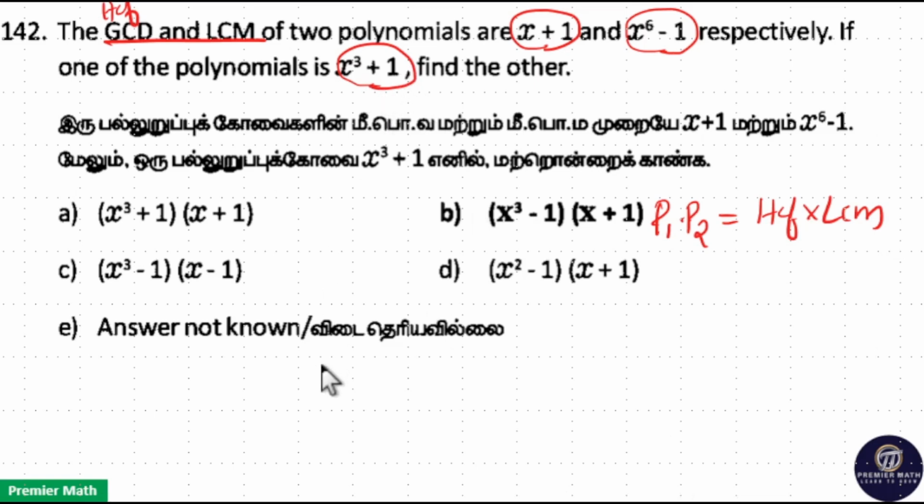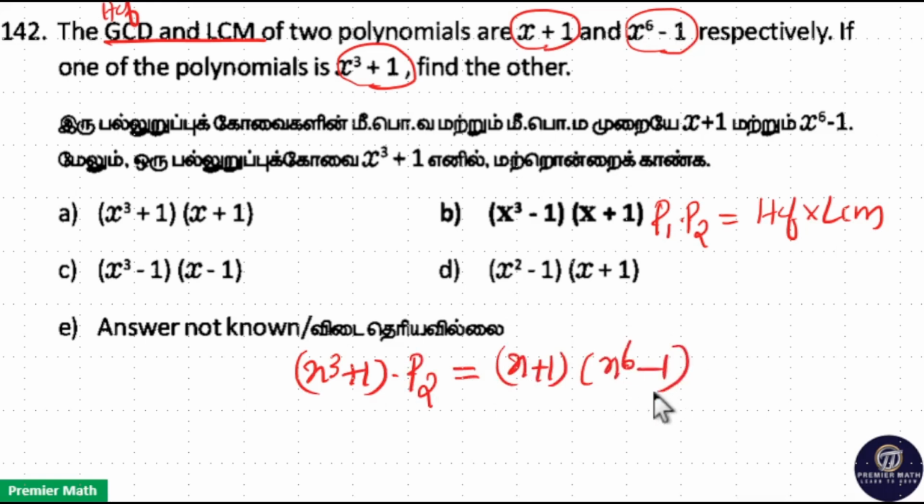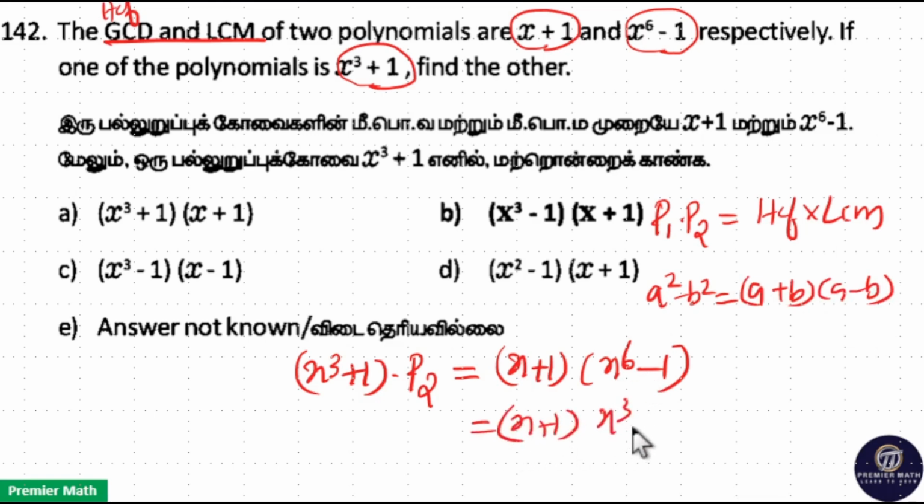So here one polynomial is given as x cube plus 1 and the other polynomial take it as p2. Now the product of these two should be equal to the product of their HCF and LCM, which is x plus 1 into x raised to 6 minus 1. Now, here x raised to 6 minus 1 is in the form of a square minus b square, which is (a plus b) into (a minus b). So, I can write x raised to 6 minus 1 as (x cube minus 1) into (x cube plus 1). Now, x cube plus 1 and x cube plus 1 cancel each other.